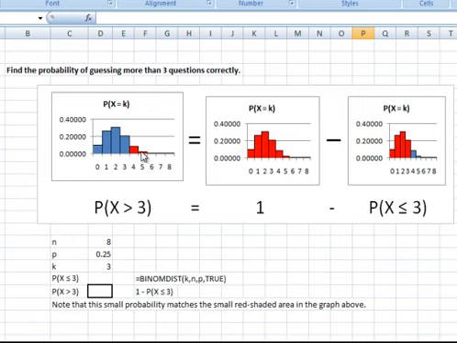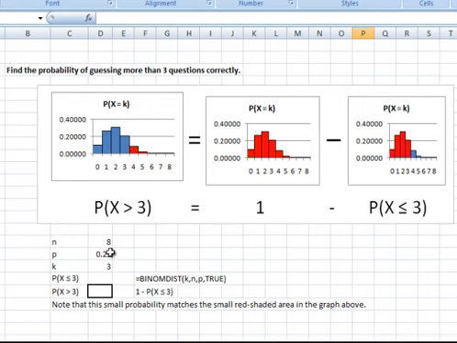Here I've got a graph of the probability I'm after. That's this red shaded area, the probability of getting 4, 5, 6, 7, or 8 questions right. To figure out that probability, I'm going to take the total area, so I've shaded everything as red, that's 1, and subtract the probability of getting 3 or fewer questions right. That's this shaded area. This is a probability that we can calculate using the binomial CDF function.